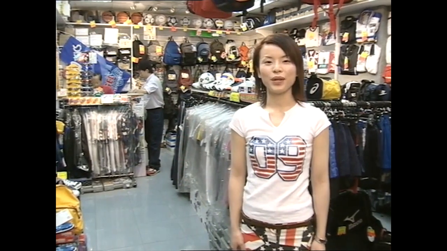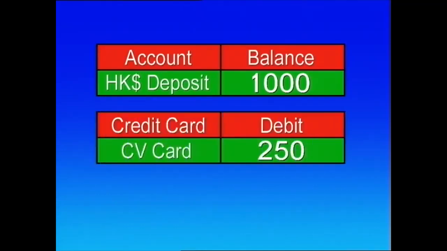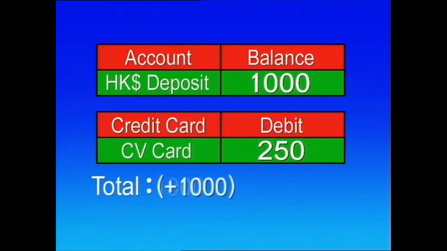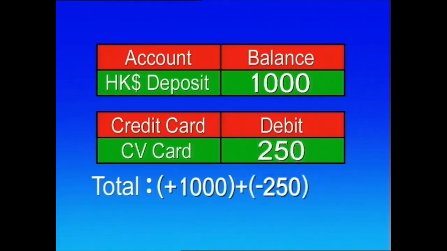Credit cards are getting more popular these days. Assuming that you have $1,000 in your bank account, after you've spent $250 on your credit card, how much do you have left? Originally, there was $1,000 in the account. That's positive $1,000. $250 is charged to your credit card. That's negative $250. So positive $1,000 plus negative $250 equals positive $750. That means there is now $750 in your account.